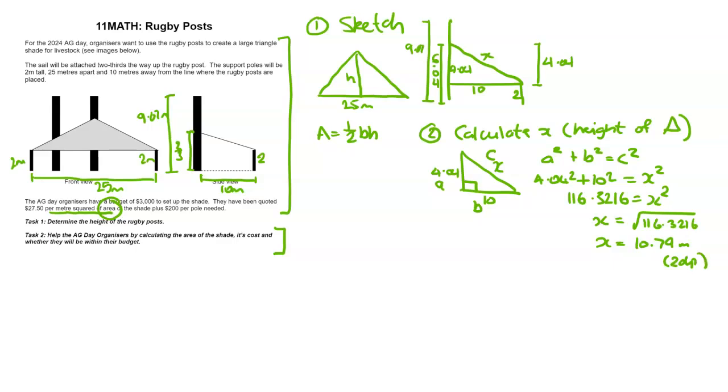So I've now got the height, and I should actually note that that's what h is equal to. H is equal to that same number as a result. So I've got the height. That means I can link this back to my area formula. Got the height, got the base. I can calculate the area of the shade. So that's going to be step number 3.